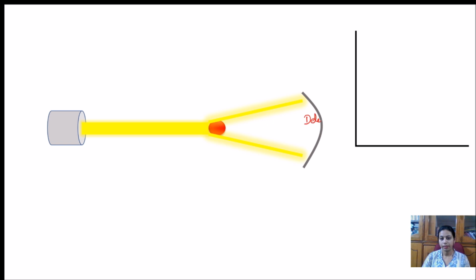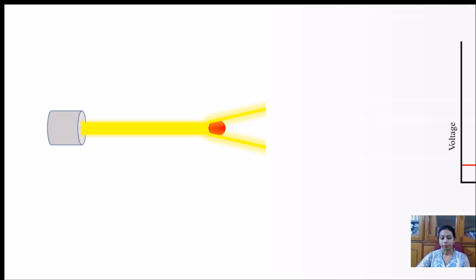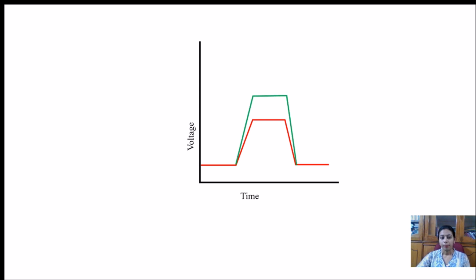This is a detector. It will detect the forward scattering of the light, and depending on this it will plot a graph between voltage and time, analyzing the number of cells with respect to their size. Now the peaks decide. Here we can see 2 peaks. One peak is higher than the other. The higher the peak, the larger the size of the cell.